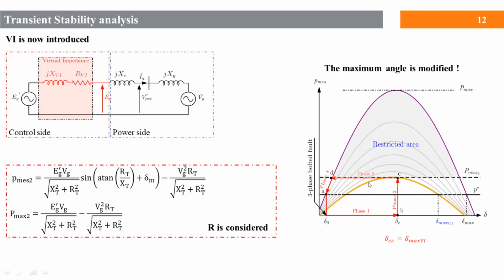In fact, in this phase, the virtual impedance starts to decrease progressively, and at the operating point D, the VI is disabled completely, and the system can then recover to its equilibrium point through the previous equation of the active power. With the implementation of the virtual impedance, the critical clearing angle is not defined by delta max anymore, but it's defined by delta max VI.